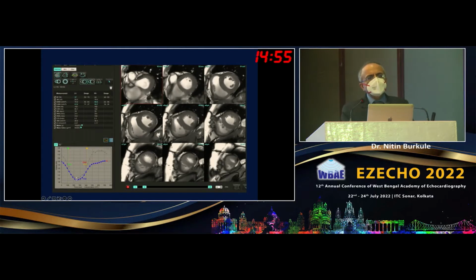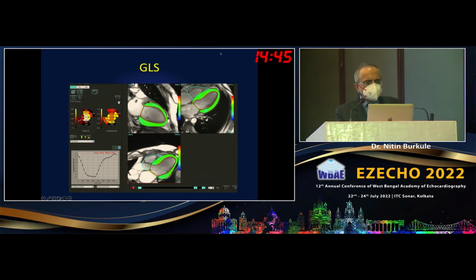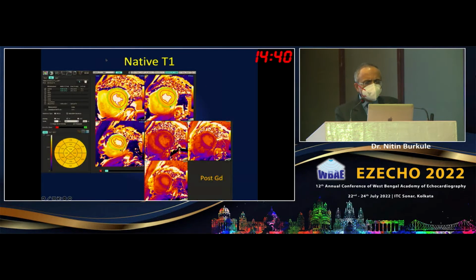And these are the MR images. If I go to the longitudinal view, there is hardly any longitudinal contraction, and then you can do feature tracking and show that the GLS is significantly reduced, hardly any GLS. Then you look at the native T1 values, and you can see those native T1 values are in the 1500. No disease reaches there except the deposition of amyloid, and especially ATTR amyloid.